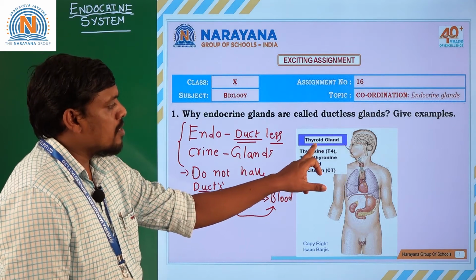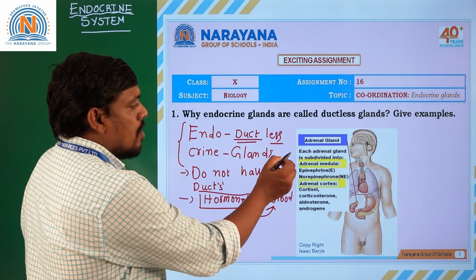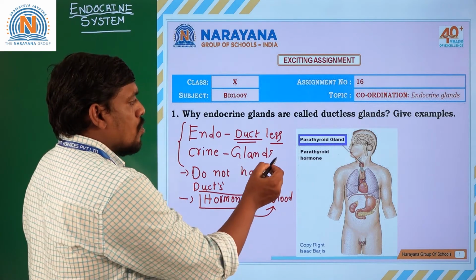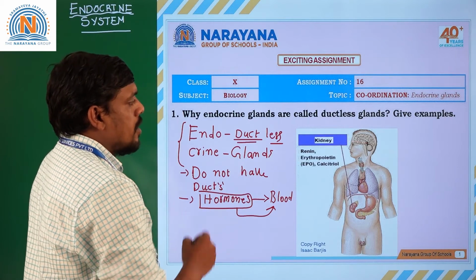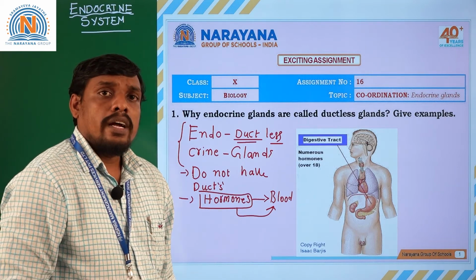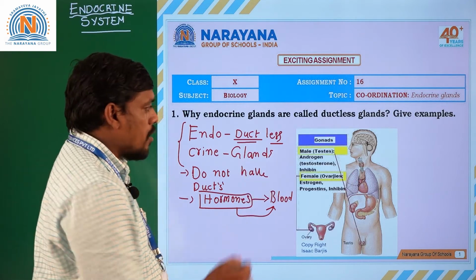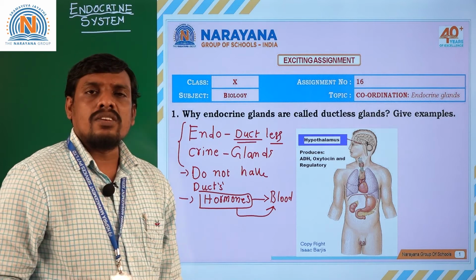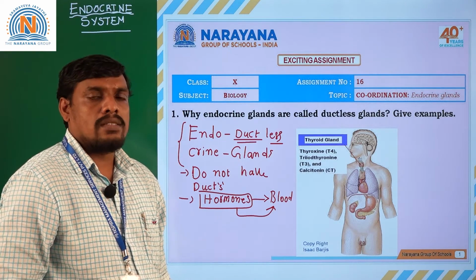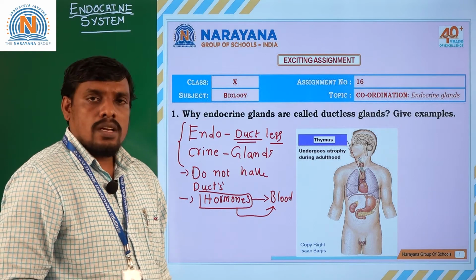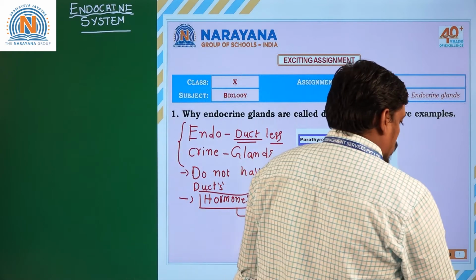The various endocrine glands are the pituitary gland, thyroid gland, thymus gland, adrenal gland, parathyroid gland, pineal gland, and also the kidney. Kidneys contain adrenal glands, and also the pancreatic islets of the pancreas, and gonads. Gonads include male testes and female ovaries, which are also endocrine glands. Why? Because they produce some hormones. Clear, students? Going to the second question.